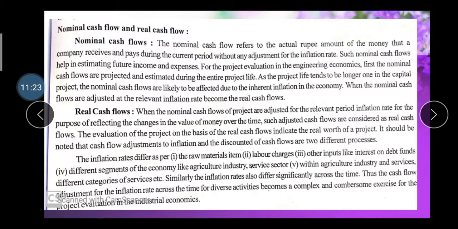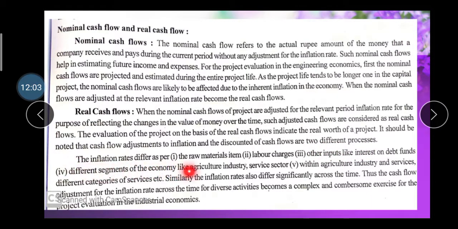Then real cash flow. When the nominal cash flows of the project are adjusted for the relevant period inflation rate, for the purpose of reflecting the change in the value of money over time, such adjusted cash flow is considered as the real cash flow. The evaluation of the project is based on the cash flows, which indicate the worth of the project. It should be noted that adjusting cash flow for inflation and discounting cash flow are two different processes. The inflation rate differs as per raw material items, labor charges, and the output, like the interest and debt fund.